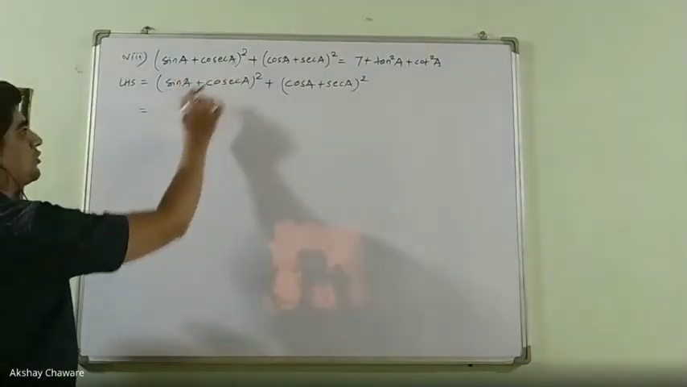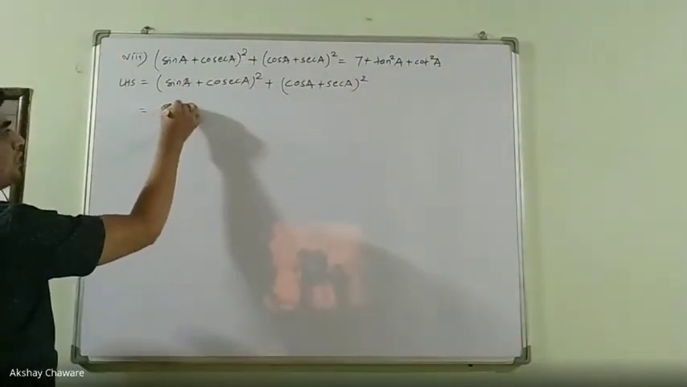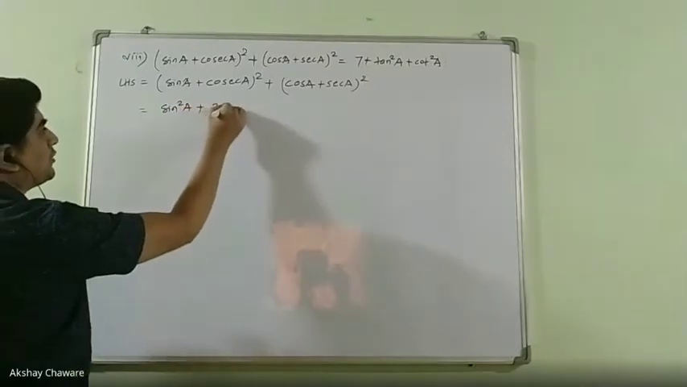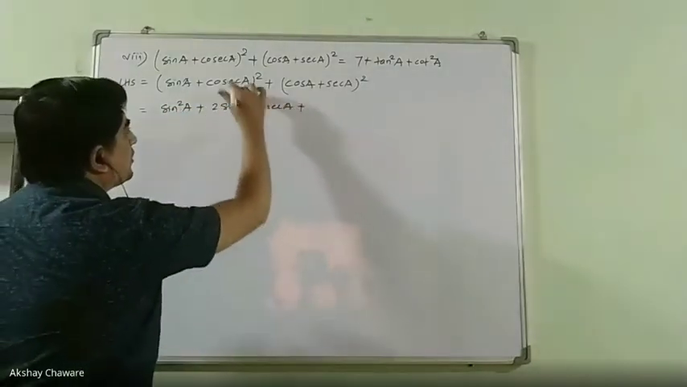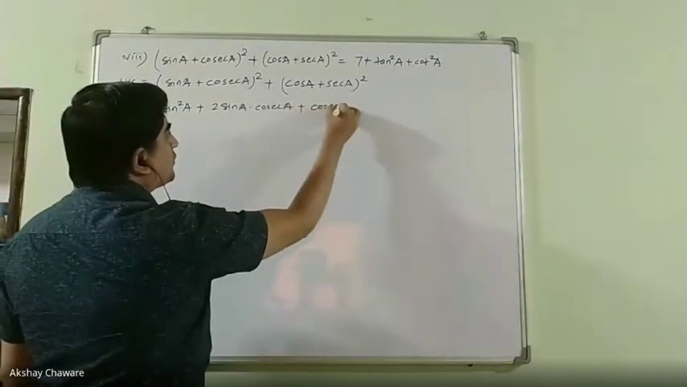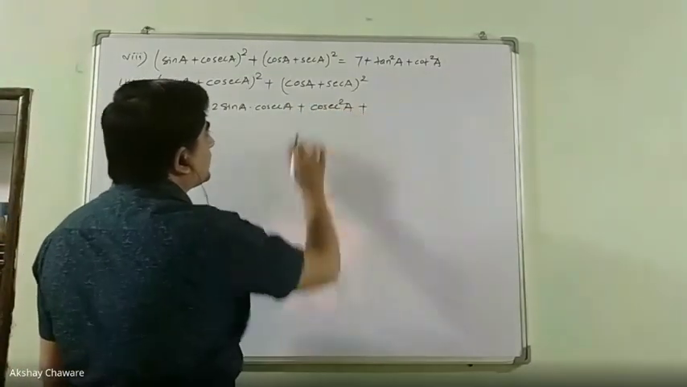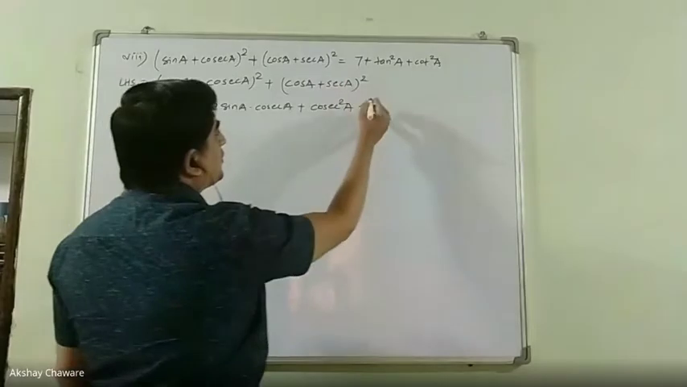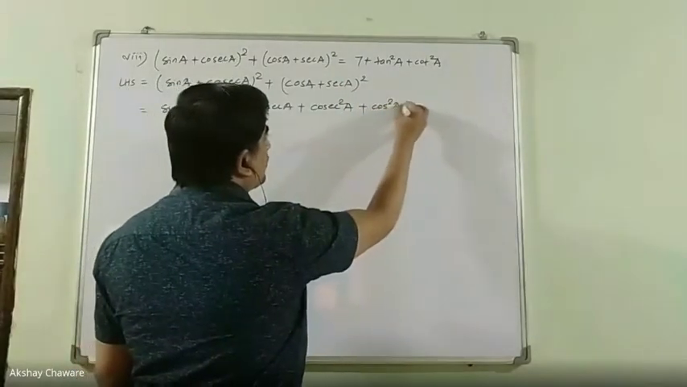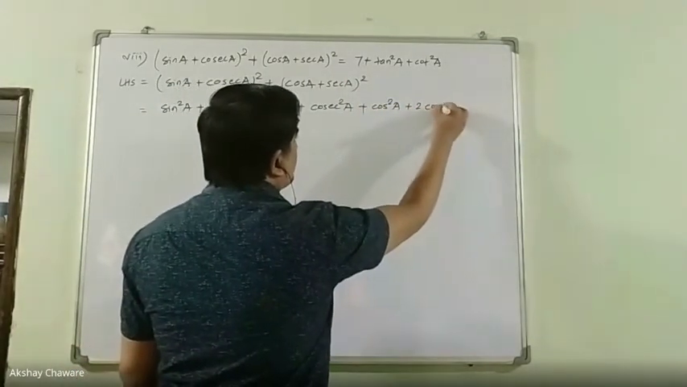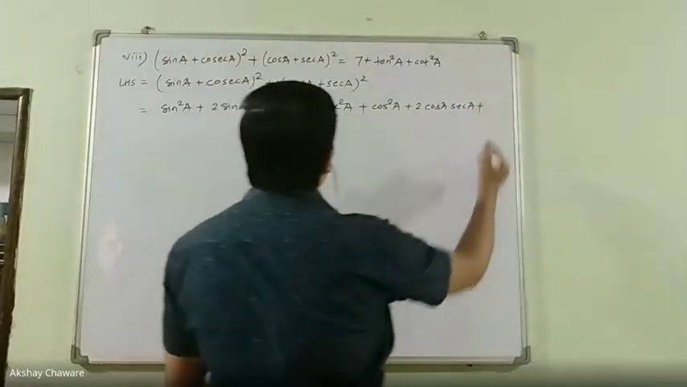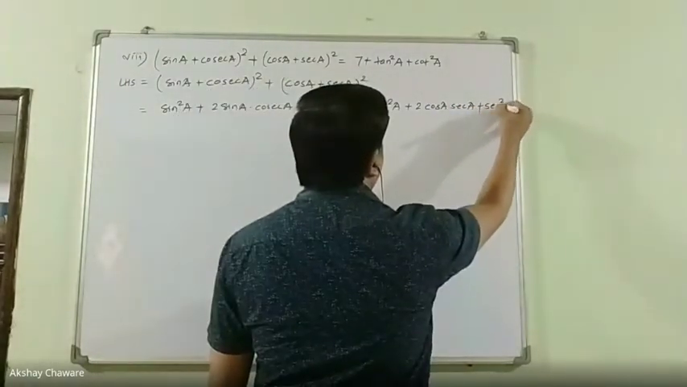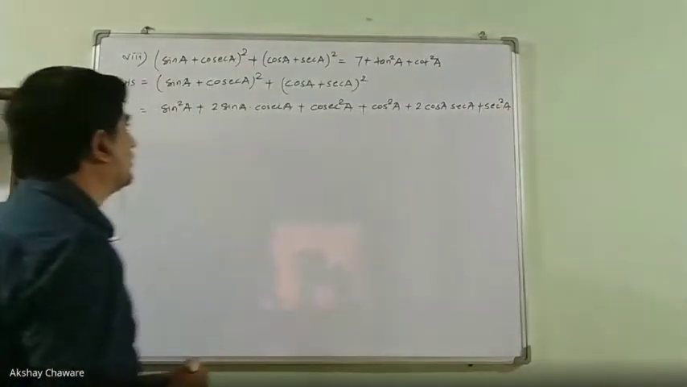Using the (a plus b) whole square identity: a square, that is sin square a, plus 2 sin a into cosec a, plus the next term, cosec square a, plus the next bracket, again (a plus b) whole square. So it will be cos square a plus 2 cos a sec a, and plus the last term, which is nothing but sec square a.